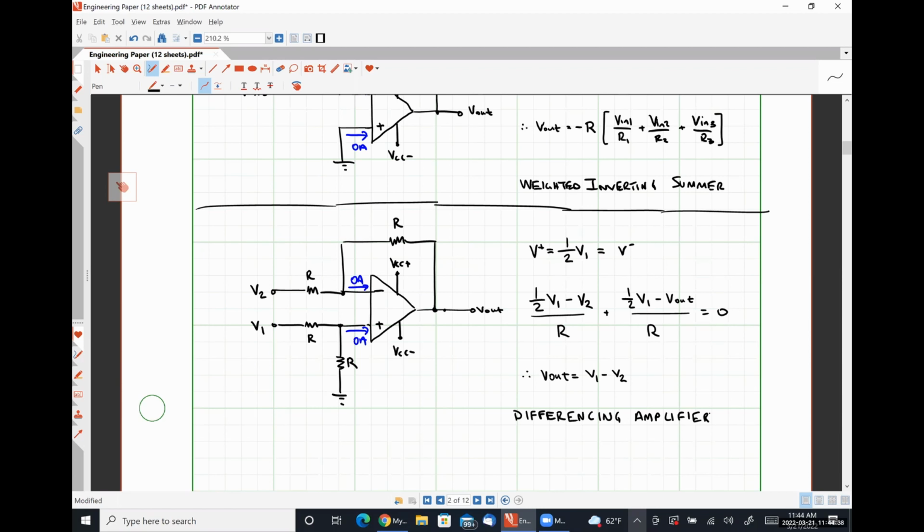So if these two resistors weren't the same, then this input voltage wouldn't have exactly a 1/2 relationship. Let's say that this one is 2 and this one is 3, right? Then we would see 3/5 of V1 gets applied here instead of 1/2. It's all set by the ratio of the resistors there, right?